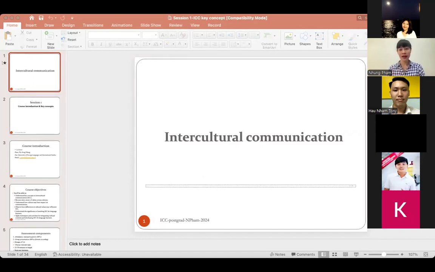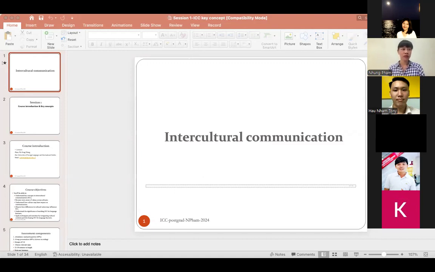This is the course objectives. I make it actually clearer than what you see in the syllabus. So hopefully in this course, you will be able to cover, to master or understand key concepts in intercultural communication and become more aware of the values of our host or our home culture.